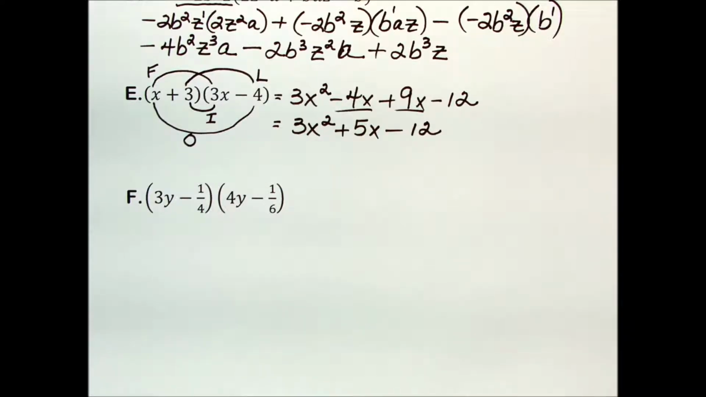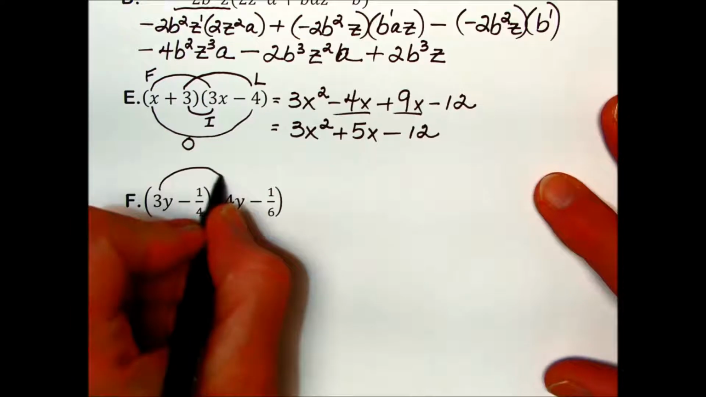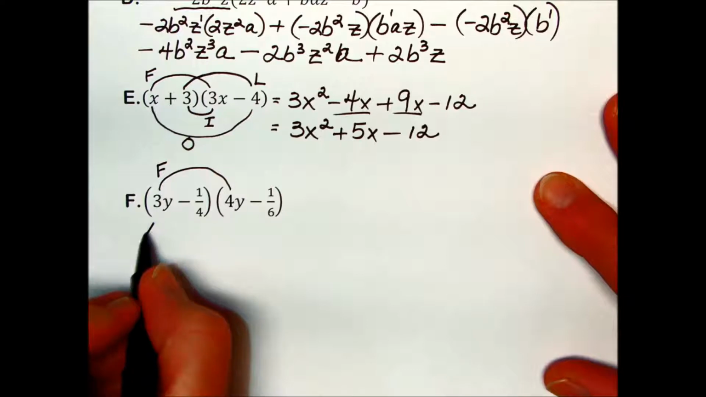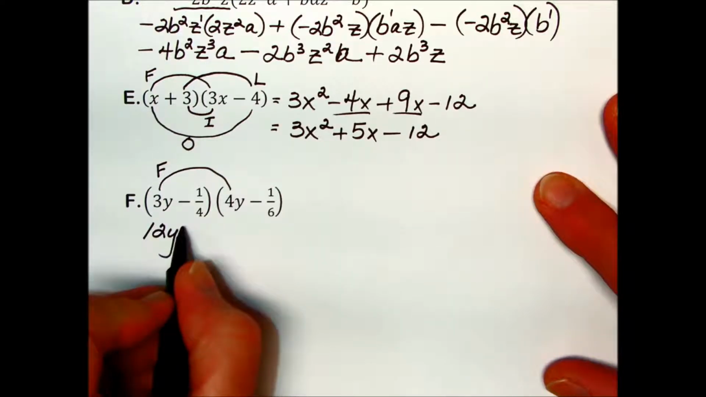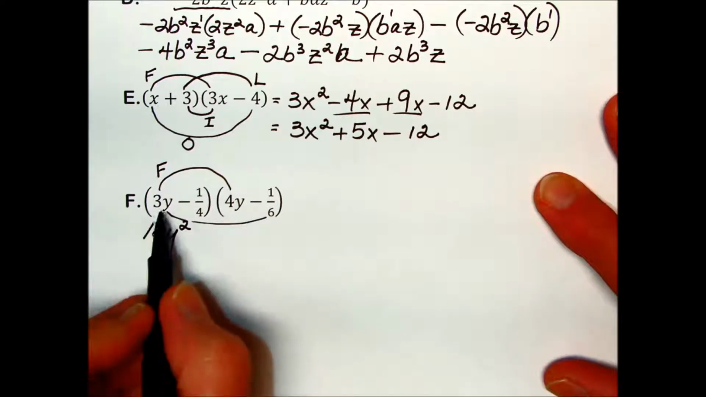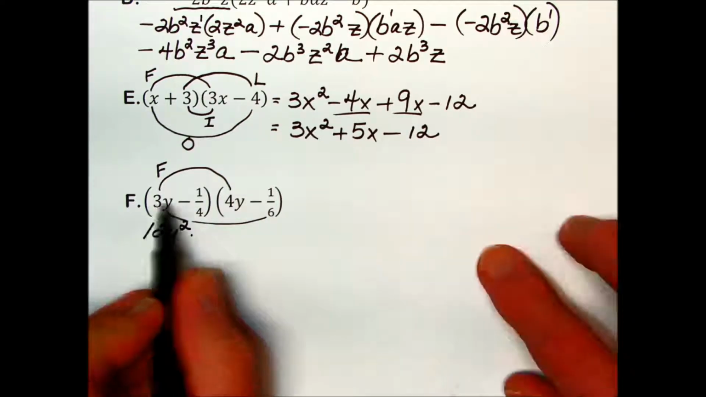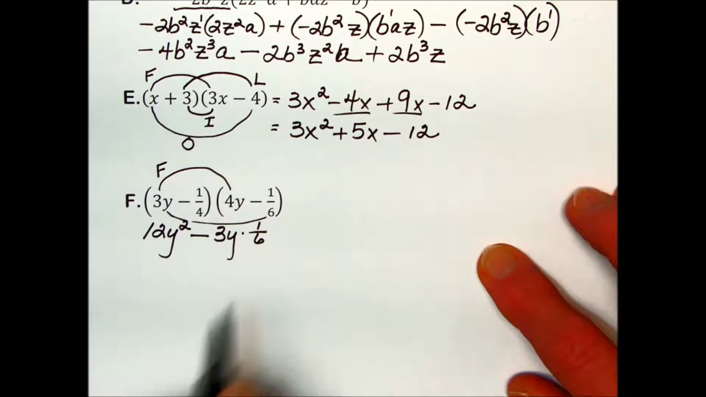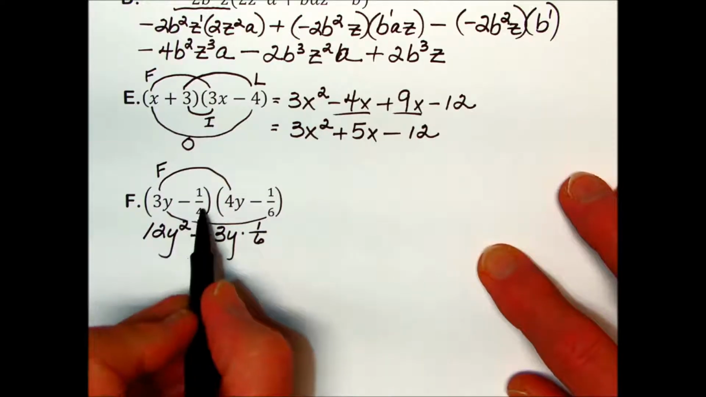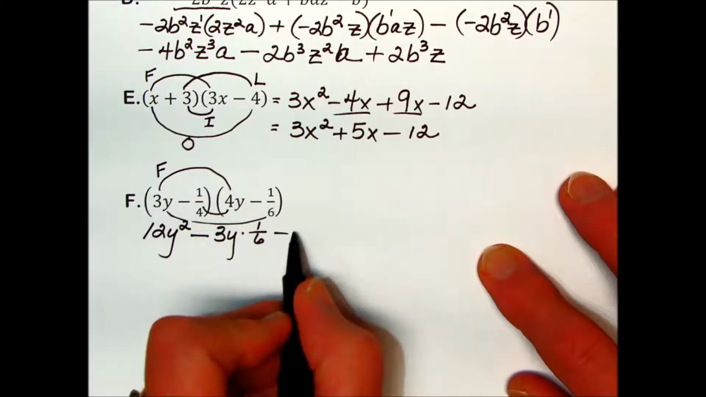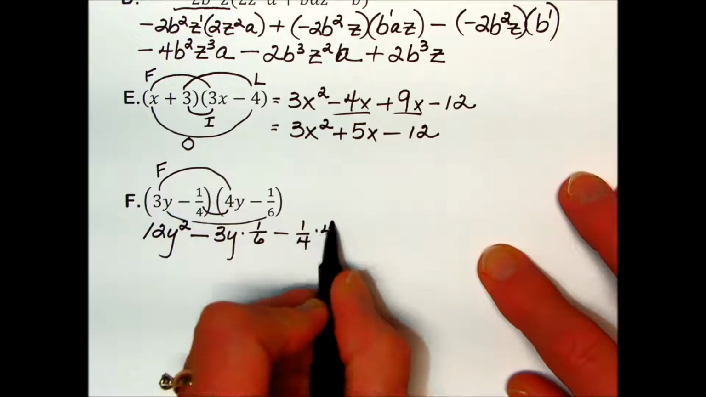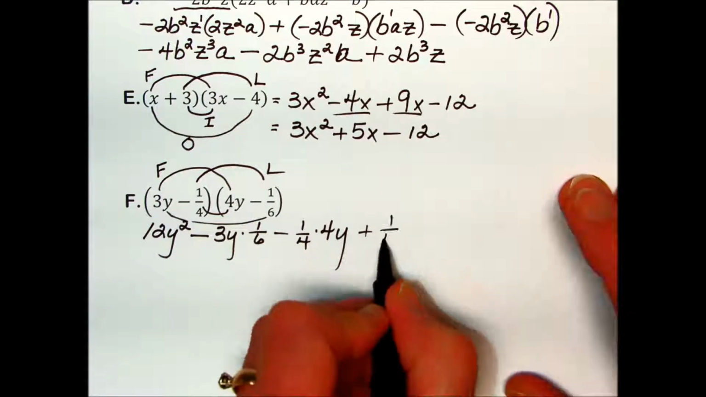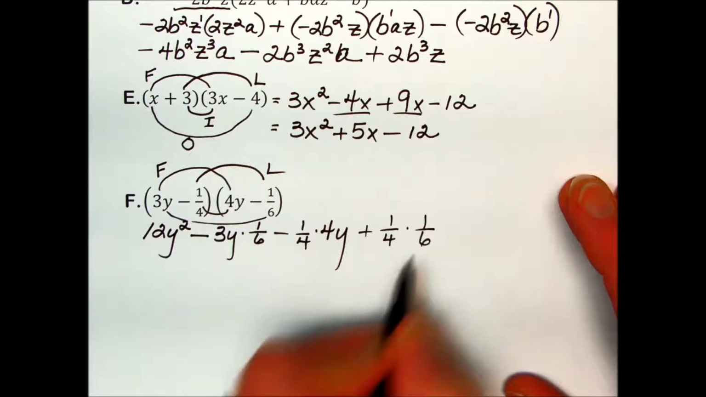This next one is still a binomial times a binomial, which means we'll use the FOIL method. And again, I'm going to draw the lines just to illustrate what I'm doing. 3y times 4y would be a 12y to the second. Outside terms, we have a positive times a negative, a 3y times 1/6, and I'm going to write that and come back and simplify it in a minute. We have the inside, a negative times a positive is a negative, 1/4 times 4y, and then the last terms multiplied together, a negative times a negative is a positive, and we have 1/4 times 1/6.